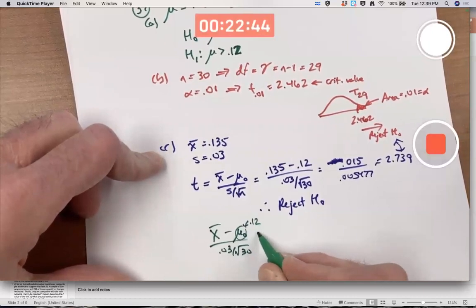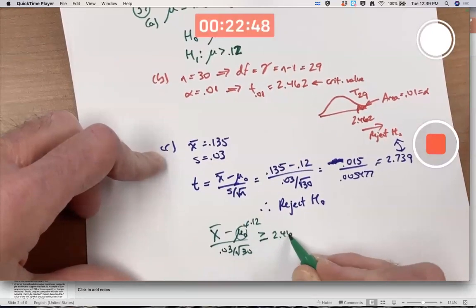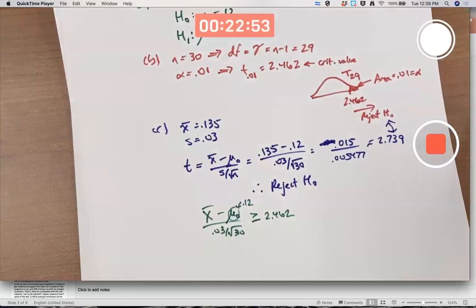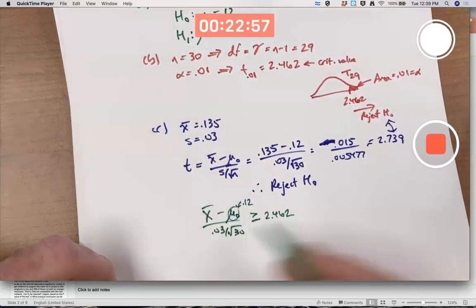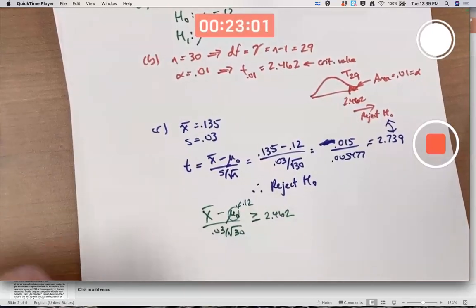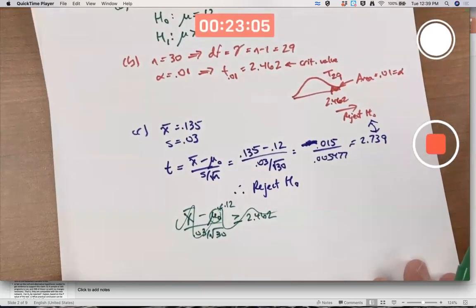Essentially, I'd have to solve this inequality for X bar, assuming that S is 0.03. That's maybe not the best thing to do because for a different sample, S would be different. So while you could do that, it would not be the same for a different sample, and so that's not ideal. But let me just cross that off. It's best to do in terms of T.